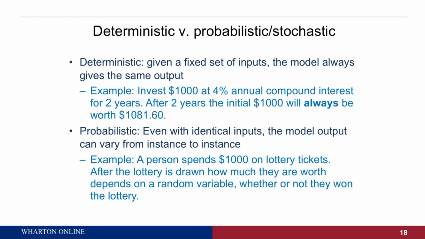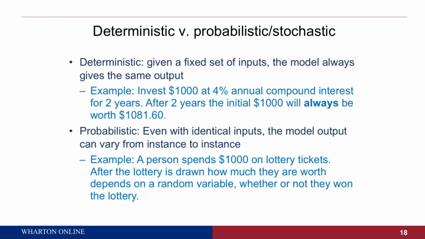But what happens if you took that $1,000 and rather than putting it into an investment that was growing at 4%, you bought lottery tickets with it? And I could say, well, how much is this $1,000 going to have grown to after 2 years, for example, after the lottery has happened? Well, the answer now is it fundamentally depends on whether or not one of those lottery tickets won the lottery. If none of the tickets won, then you're going to get an output of 0. All the money disappeared. If one of the lottery tickets was lucky enough to win, you're going to get a very, very different output.